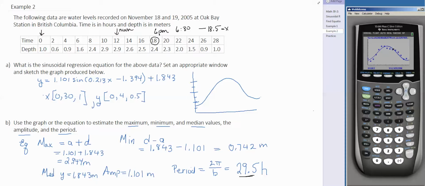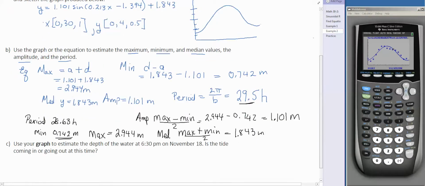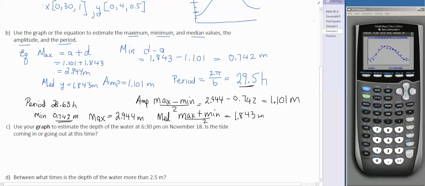And notice you can see flashing here is where our cursor is, and the water level is going down, which means the tide is going out. So let's go and answer this question. So the depth is 2.46 meters, and the tide is going out.